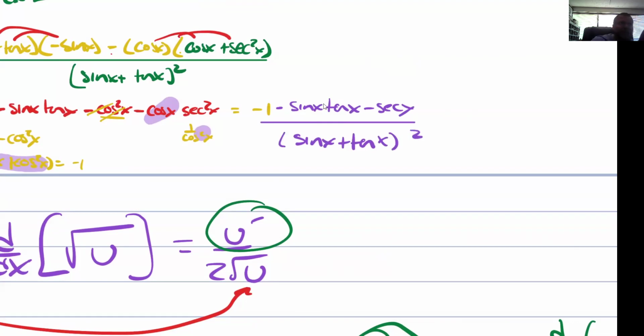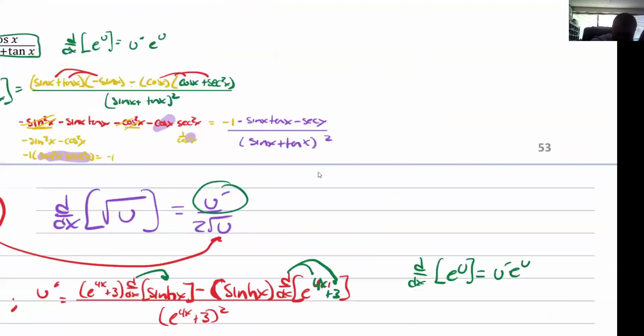And we can definitely do more, right? This is like sine squared over cosine, so we can actually pull secants out and do some stuff like that. But this is a little bit of nice simplifying.